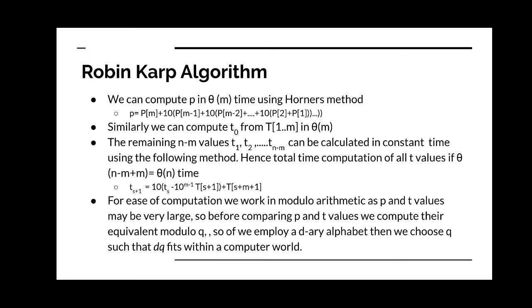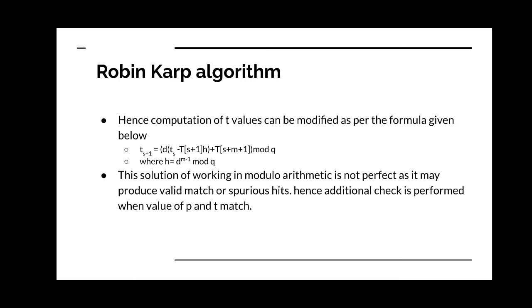It should be WORD, not WRLD, the computer word. And in such a way, the matching will take place in a very small time, a very small constant time. Hence the computation of t values can now be modified as per the formula given below.